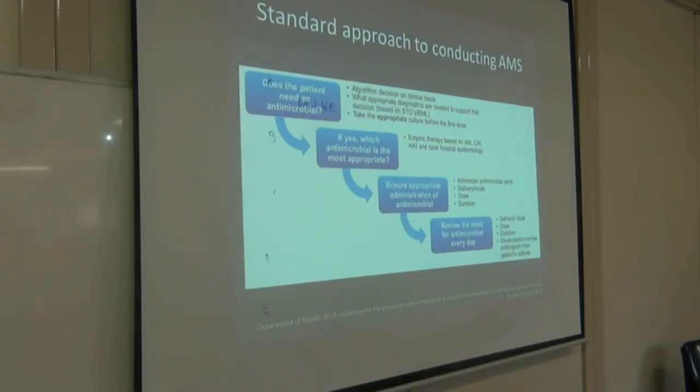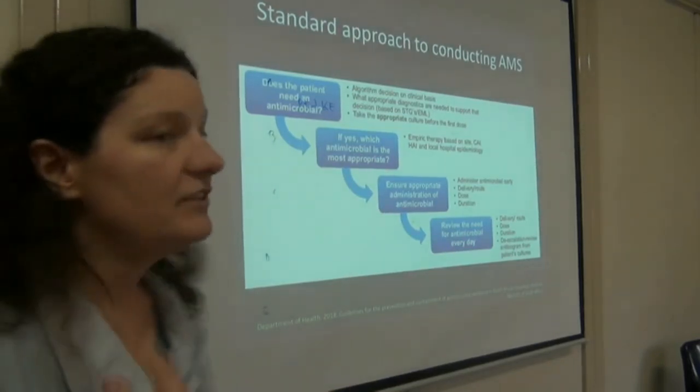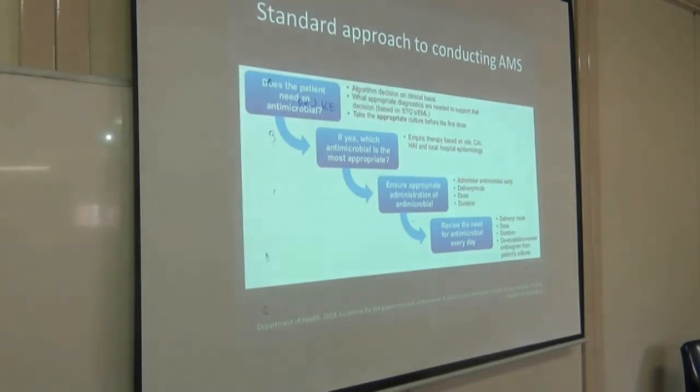So the first major question is, does the patient need an antimicrobial? If yes, which one? How are we going to choose which one is the most appropriate? Then after we've written, ensure appropriate administration of the antimicrobial, and the last one is review the need for the antimicrobial, which is linked to the duration of treatment.